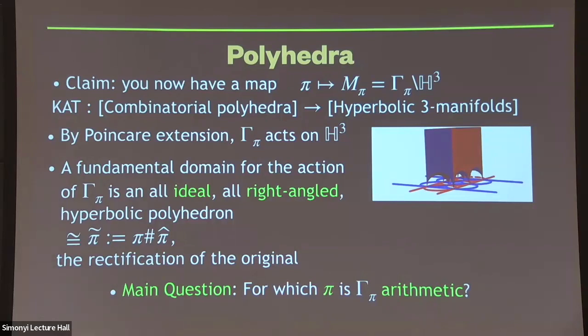And so the main question I got interested in a little over a decade ago is, okay, this is some process that goes from combinatorics to geometry. Is the image arithmetic? How often? I like arithmetic hyperbolic 3-manifolds. Do we ever get these? So the main question is, can we classify which combinatorial information gives rise to arithmetic in this way?